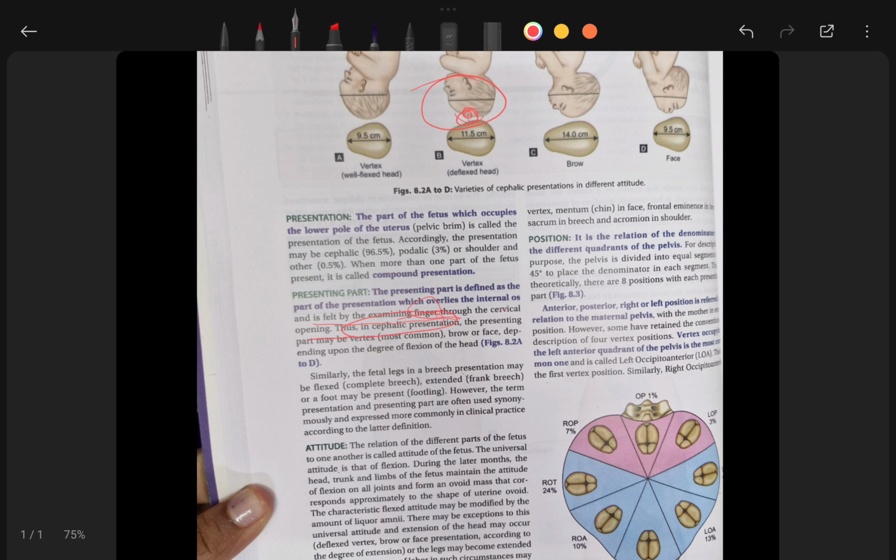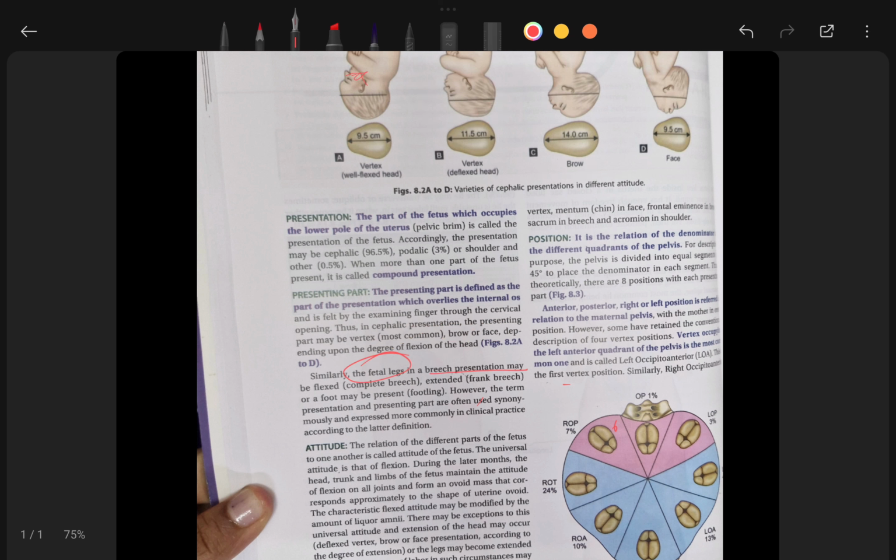Thus, in cephalic presentation, the presenting part may be vertex. It is the most common. I already said, in 99.5% of the longitudinal lie, 96% will be cephalic presentation, of which vertex is the presenting part in 95% of cases. So in most of the cases, vertex will be the presenting part. Then it may be brow presentation, or it may be face presentation, depending upon the degree of flexion of the head. Here fully flexed, here not flexed, here extended, here fully extended. So depending upon the flexion and extension of the neck, you see the presenting part.